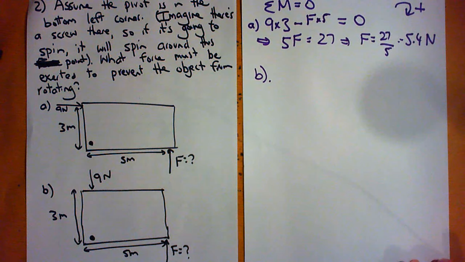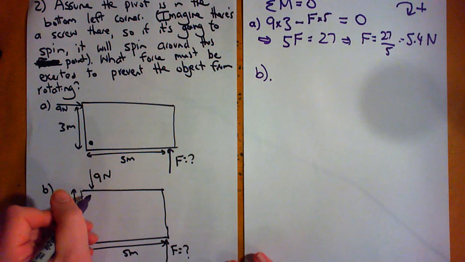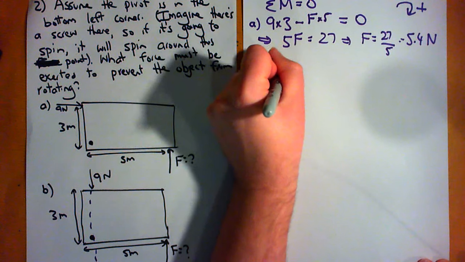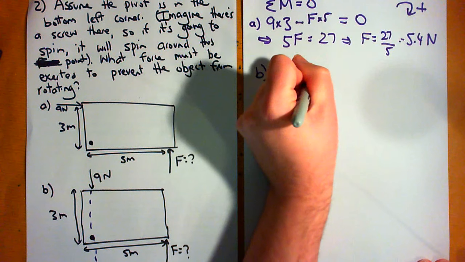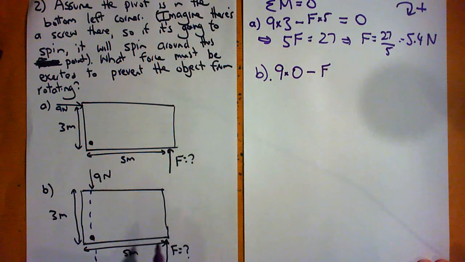Question B here, at first glance it looks to be the same, but if we look at this 9 Newton force, what's its line of action? It's going straight through the pivot, and that means that the perpendicular distance of the force is going to be 0, not 3 metres, but 0 here. So we've got, for question B, the force is 9, multiplied by perpendicular distance, which is actually 0, minus the force, so nothing has been changed in this lower right corner here.